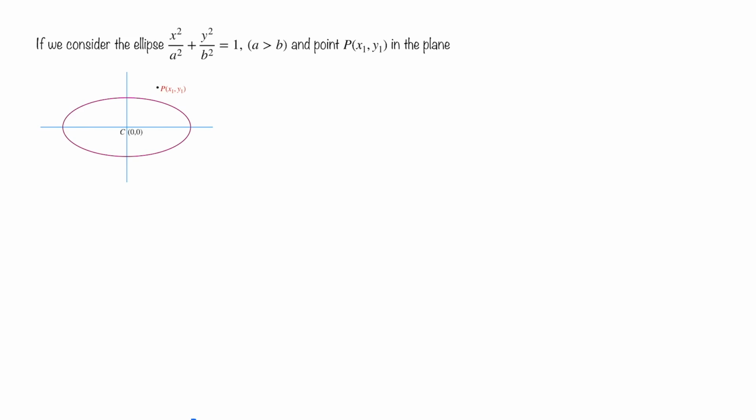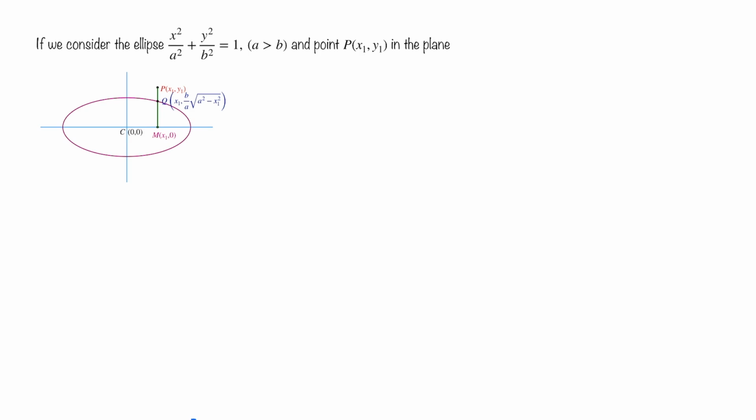In this case, if I draw a perpendicular onto its axis, it meets at a point M, whose coordinates are going to be x1, comma 0. Also, it cuts the ellipse at a point Q, whose x coordinate will be x1. Here PM is a vertical segment, right? Every point on PM should have the same x coordinate, right?